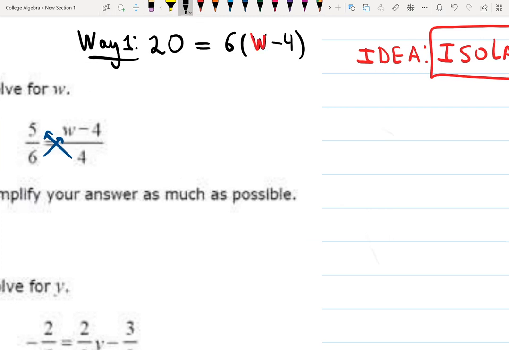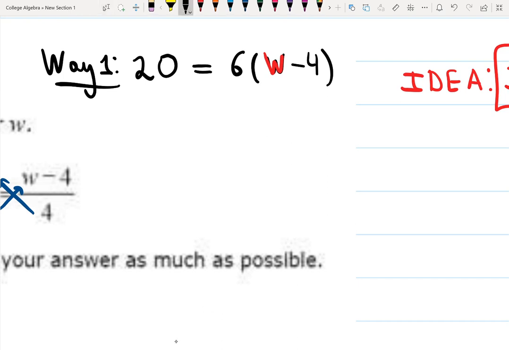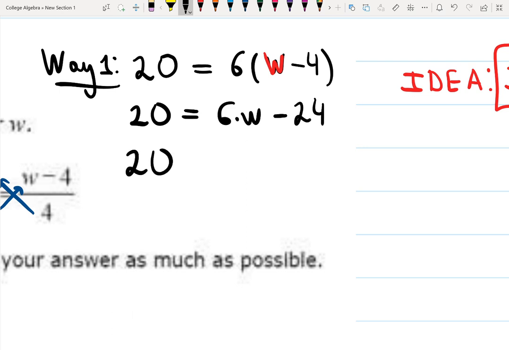To isolate w, I don't like those parentheses. That means I will distribute 6 to get rid of the parentheses. That just makes sense. 6 times 4 is 24. Now I don't like w with 6 standing around some kind of constants like negative 24. So I will leave 6w to stay by themselves.